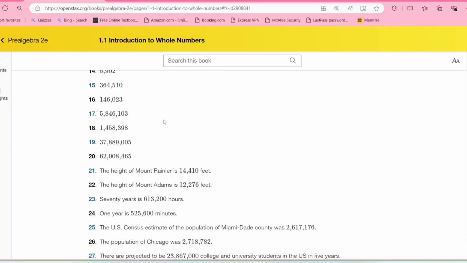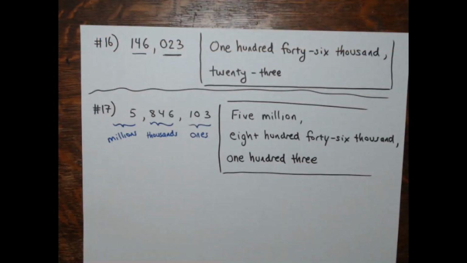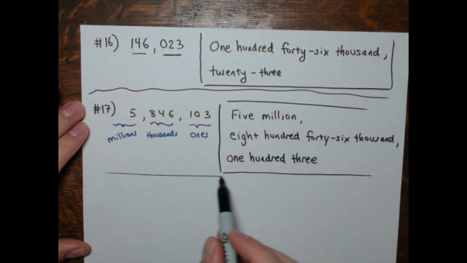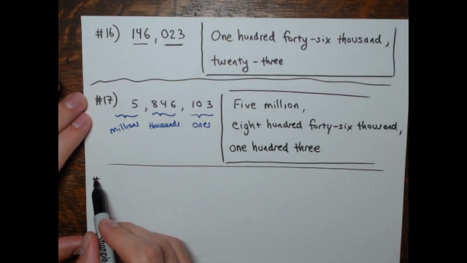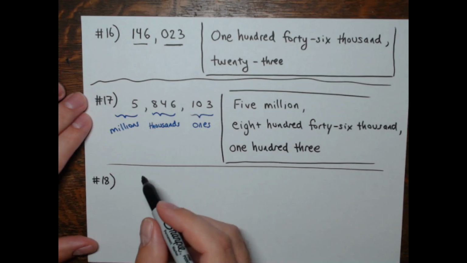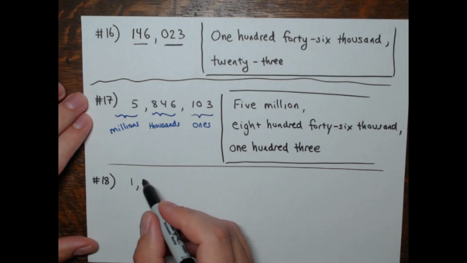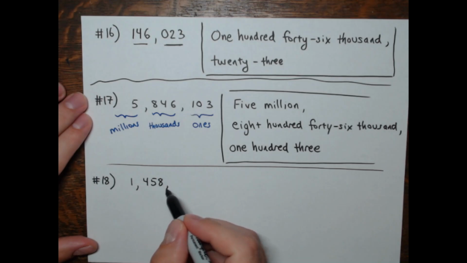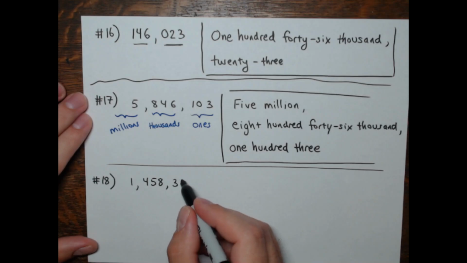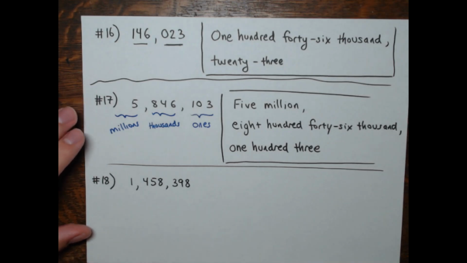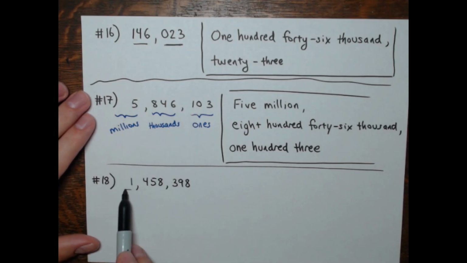So number 18 has the same number of digits as 17, so it'll have a pretty similar name. It's got the same periods. So number 18, got 1, comma, 458, comma, 398, and that's it. So same periods. You got 1,458,398. And that's what I'll write out in words.